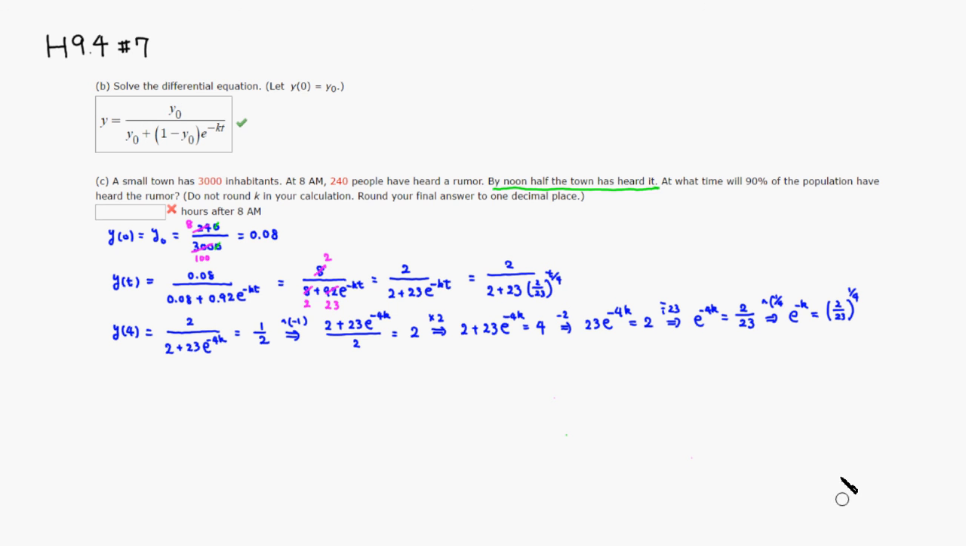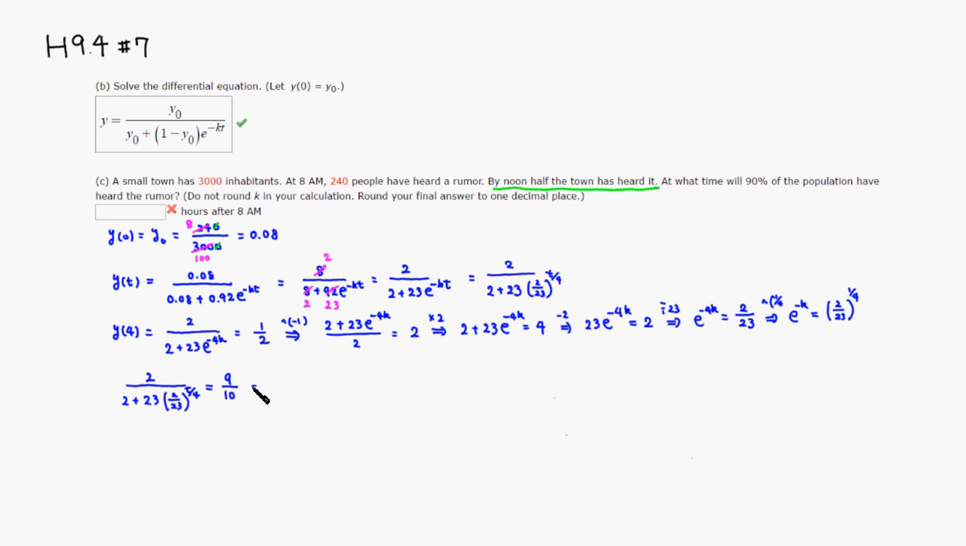And since we have a formula, let's see, at what time will 90% of the population have heard the rumor? So we just have to set this guy equal to 90%. So it's going to be 2 over 2 plus 23 times 2 over 23, raised to the t over 4, and is equal to 90%. Can I put 9/10? So 9/10. Right? Let's solve for t.